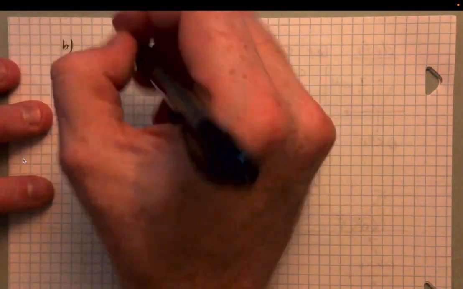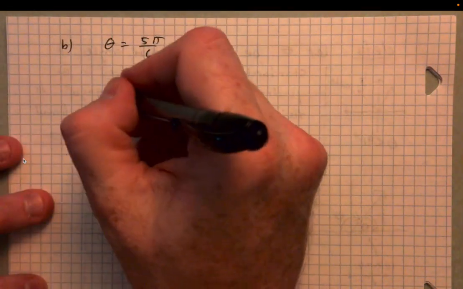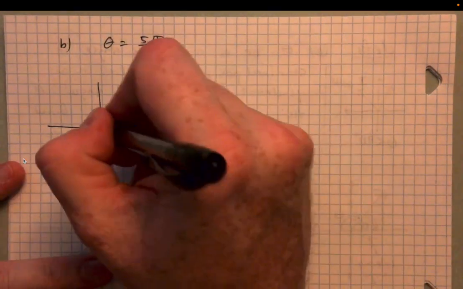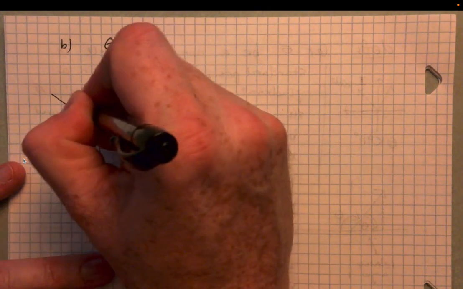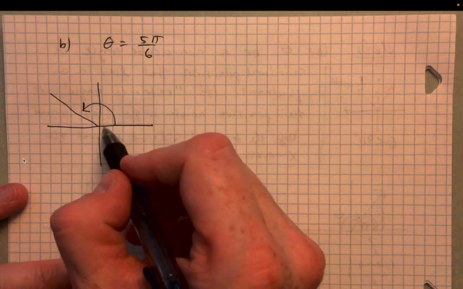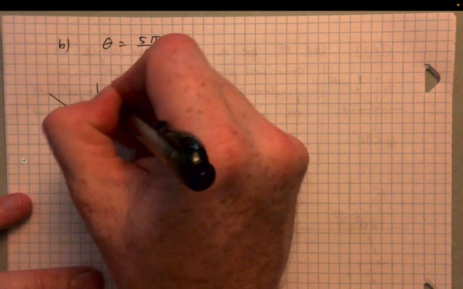What about B, theta equals 5 pi over 6? What does that look like? Again, I recommend drawing these until you're very comfortable. 5 pi over 6 is over here somewhere. Break the upper half into 6 parts: 1, 2, 3, 4, 5, 6. This is the 5th part, so this would be theta equals 5 pi over 6.